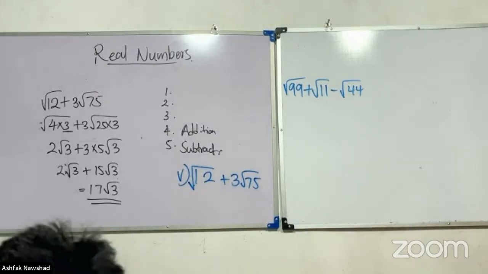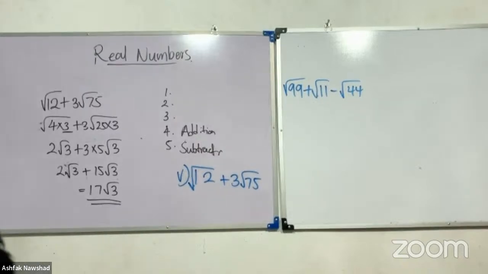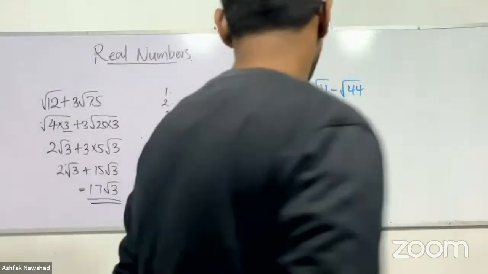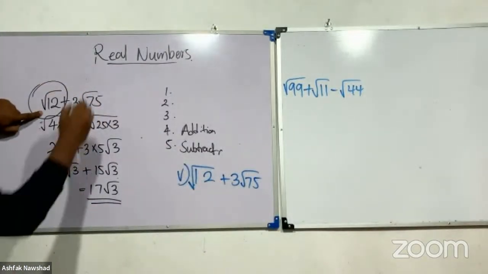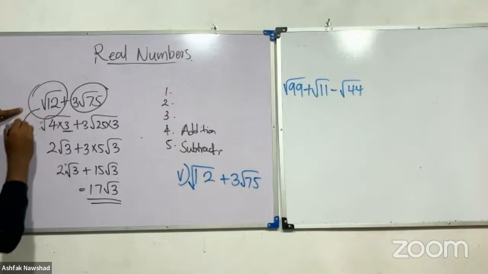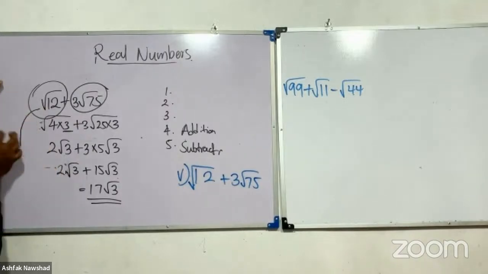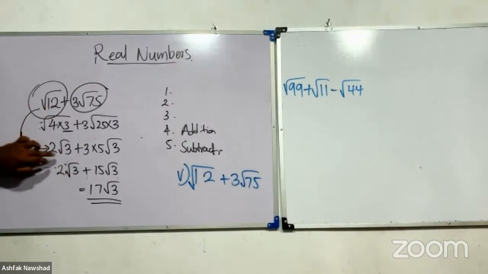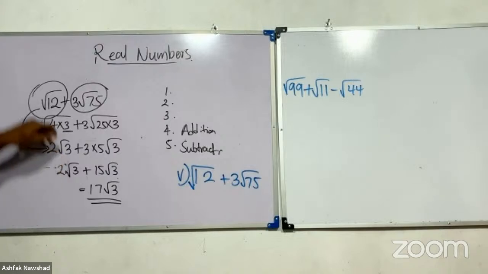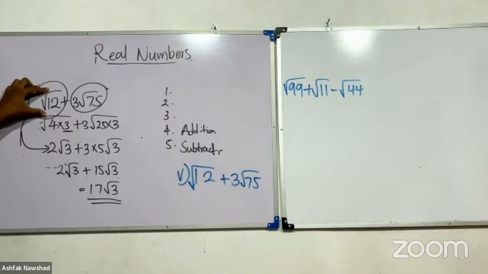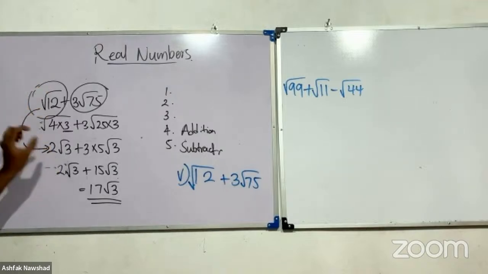When a surd is not simplified, it is called an entire surd. For example, this is an entire surd. This is also an entire surd. But when it has been simplified, it is not an entire surd anymore. This is just a surd. So here it is an entire surd. Once we simplify it, it becomes a surd.